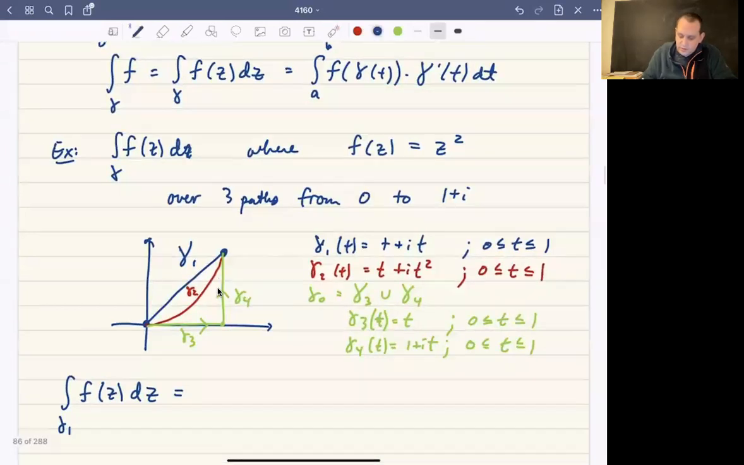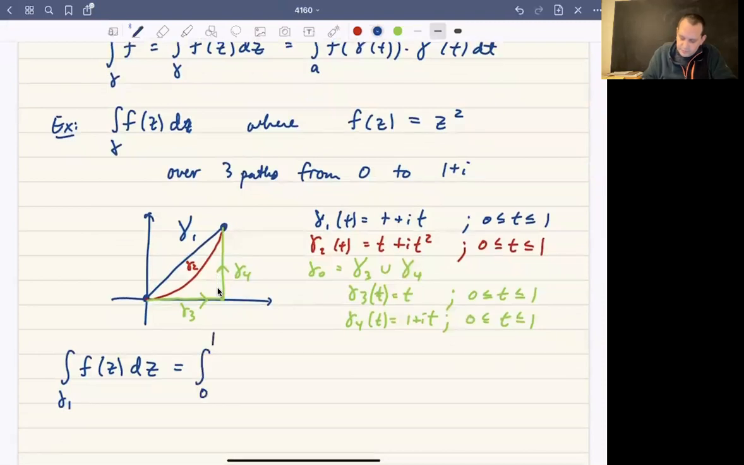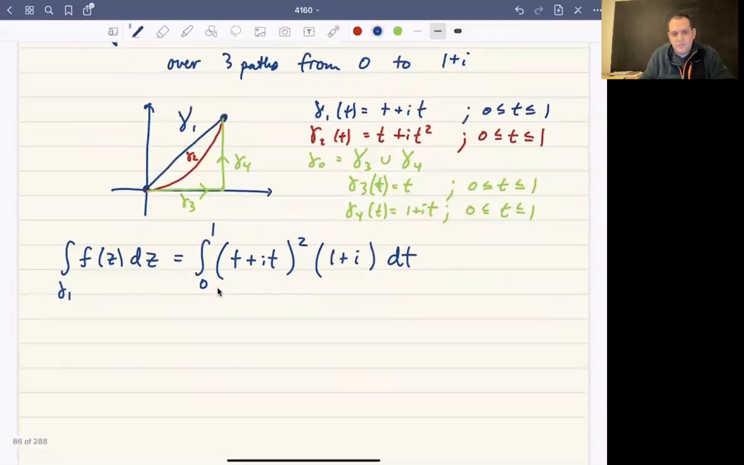And so what we're going to do is integrate from 0 to 1. We're going to have gamma is t plus it. f of gamma is then going to be that quantity squared, because our function is just f of z is z squared, times gamma prime. And if we differentiate gamma 1, what we're going to get is 1 plus 1i, so that happens to just be 1 plus i dt. And now this becomes basically a calc 1 problem, except the constants that you're bringing out of the integral happen to be complex numbers, and that's fine.